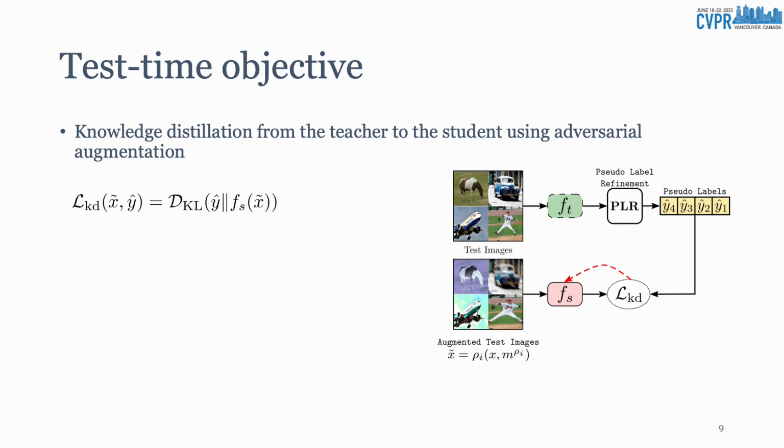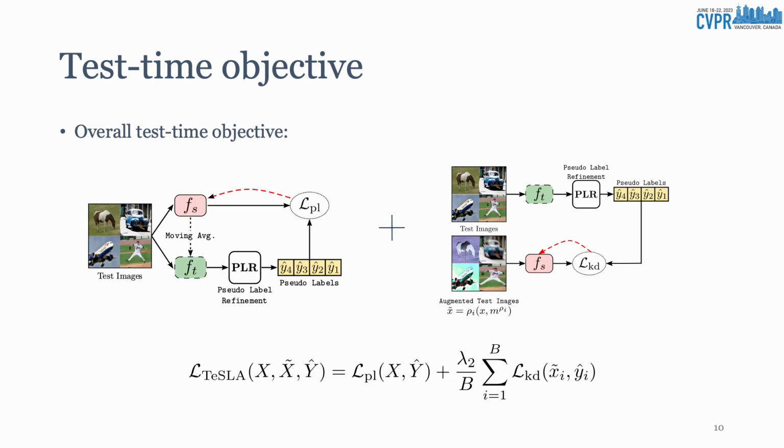In addition, we update the student model by using adversarially augmented views of the test images. This update is achieved by minimizing the KL divergence between the predictions made by the student model on those augmented views and the corresponding soft pseudo-labels provided by the teacher model. Our overall test time loss function is then defined as a combination of teacher-guided mutual information maximization and knowledge distillation on adversarial augmentations.